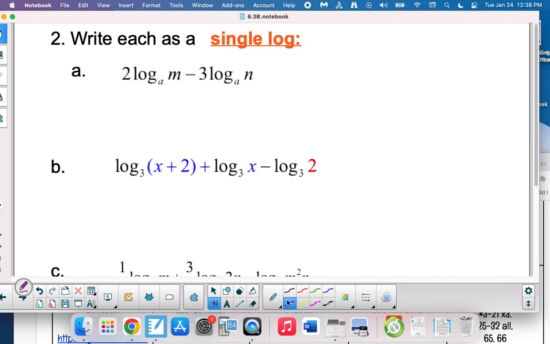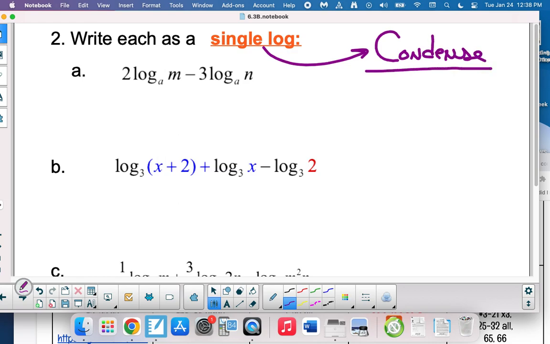All right, now, this one. Write each as a single log. Another name for that would be reverse the property, or condense. Condense means make it shorter. So when you have 2 logs or 3 logs, just get it to a single log. I just want 1 log in the end. And you can only touch 2 logs at a time. You can't go, oh, look at all these logs. No, 2 at a time.